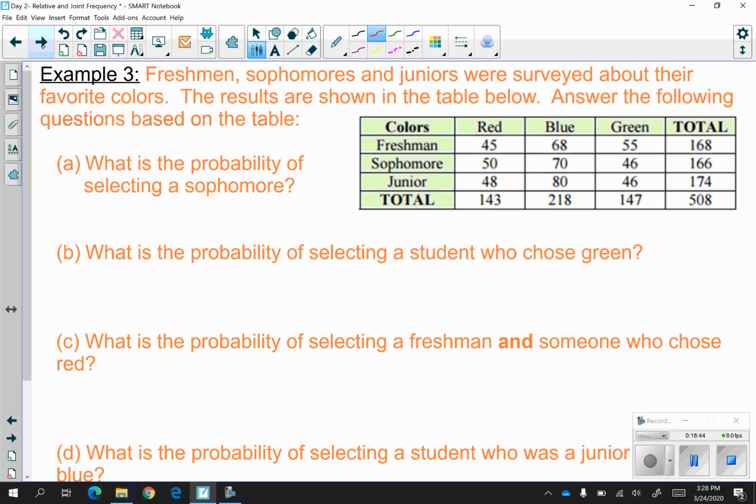So let's try some more. In this example, we have freshmen, sophomores, and juniors, and we're talking about their favorite colors of red, blue, or green. So they want to know the probability of selecting a sophomore. There are 166 sophomores out of 508.